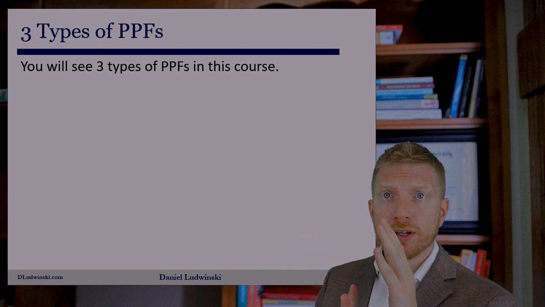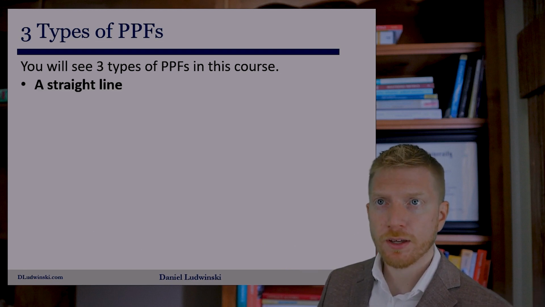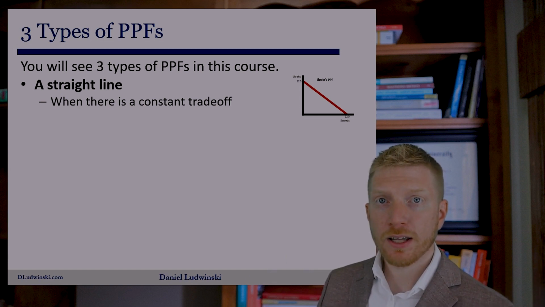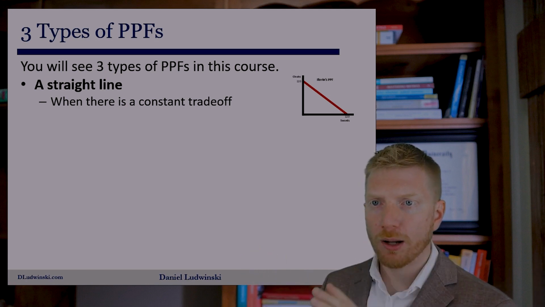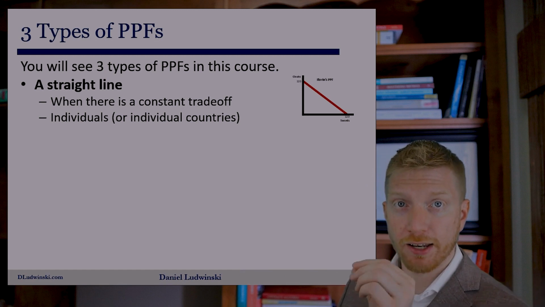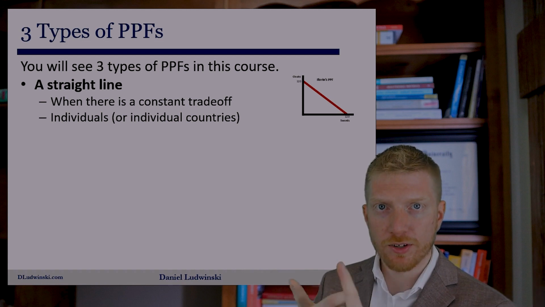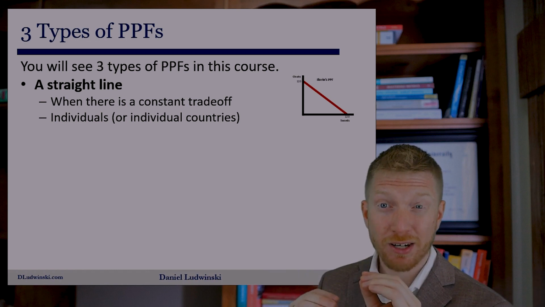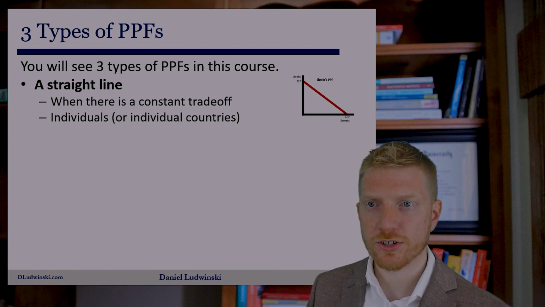In this course, you're going to see three different types of production possibilities, two of which you've already seen. You've seen a production possibility graph represented as a straight line. This is when we have a constant trade-off between two goods. There's no change in the trade-off happening. This happens when we have an individual, where the individual can be an individual person, an individual company, or even an individual country in some examples, which admittedly is going to get a little confusing because we're going to talk about a different way we look at countries in a minute.